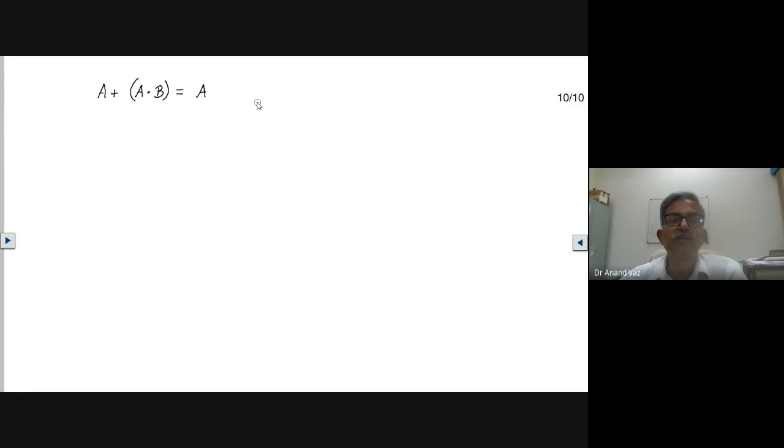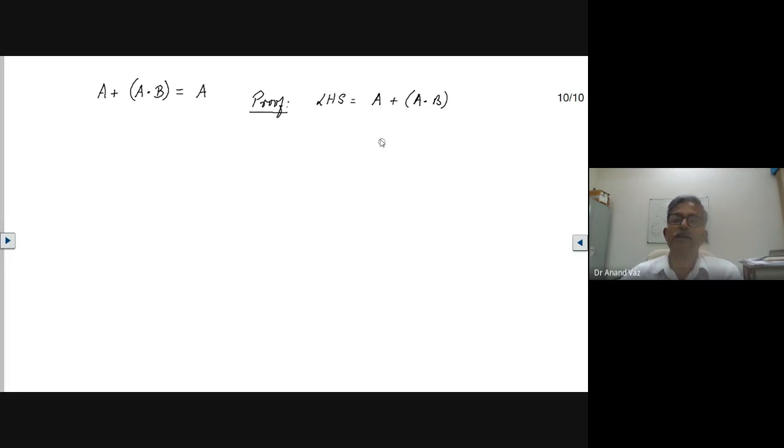So for the proof, we can start with... whenever you write a proof, you should be very systematic. It's not just as you do in your rough work. So here, these are statements. You can start with the left hand side, that is A or (A and B).